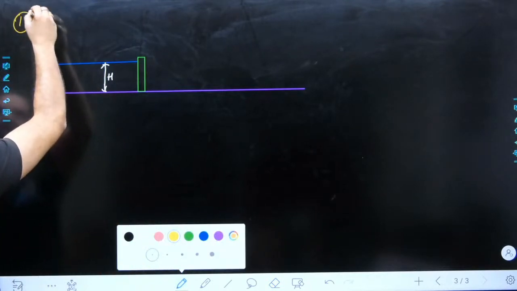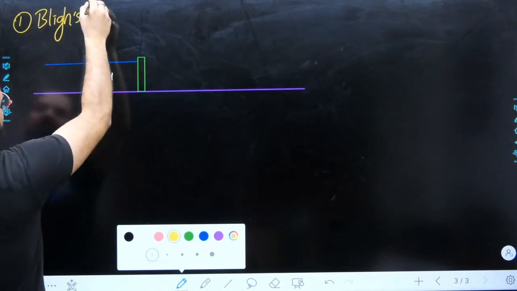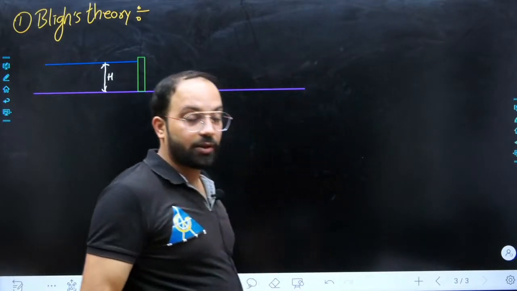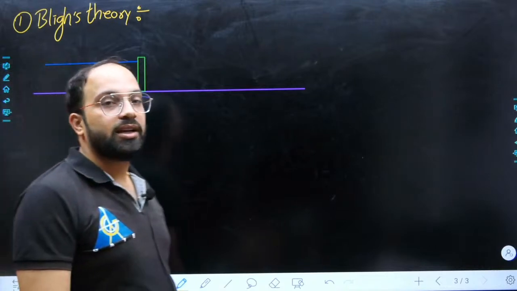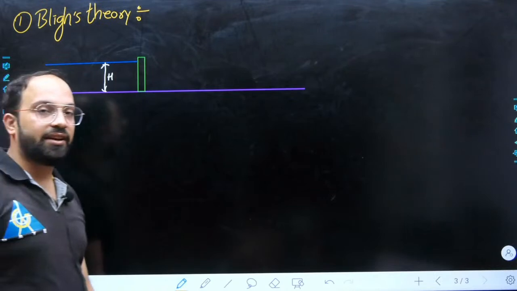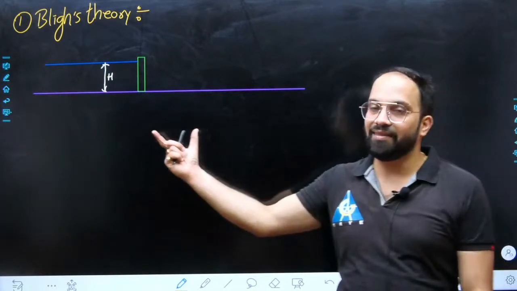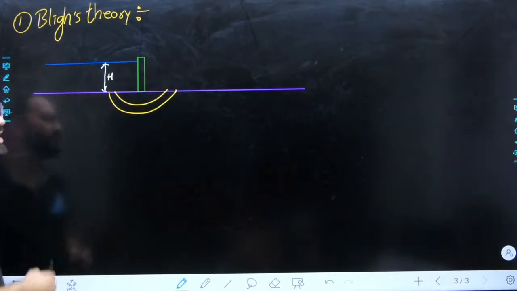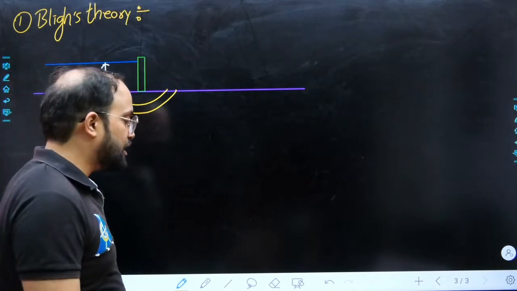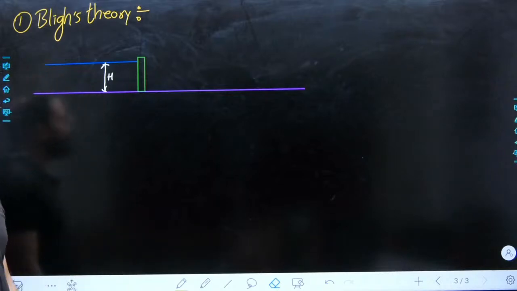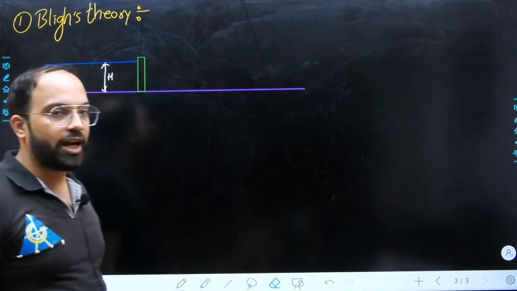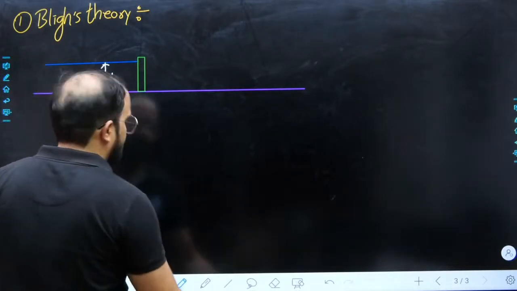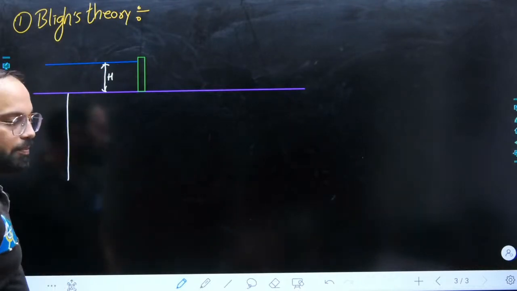So to avoid piping, we have a first theory, that is Blake's theory. Please write: first is Blake's theory. What Blake's theory told is that if we increase the length of travel, if we are not providing a concrete floor, then it is easy for the water to go there. Blake told that if we increase the length of travel, we can avoid failures. So he told that we should provide piles.